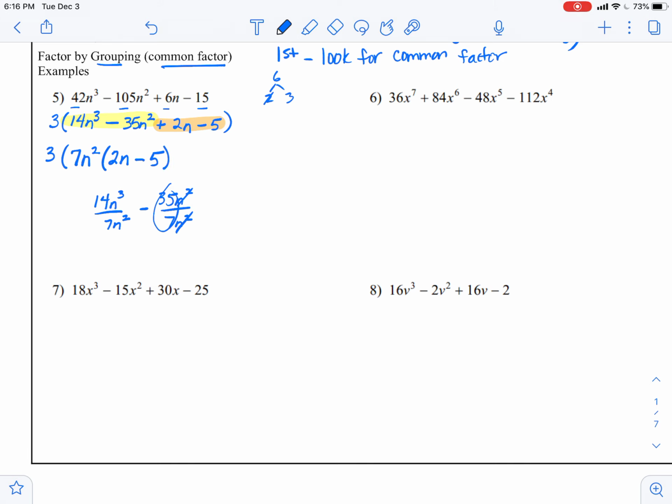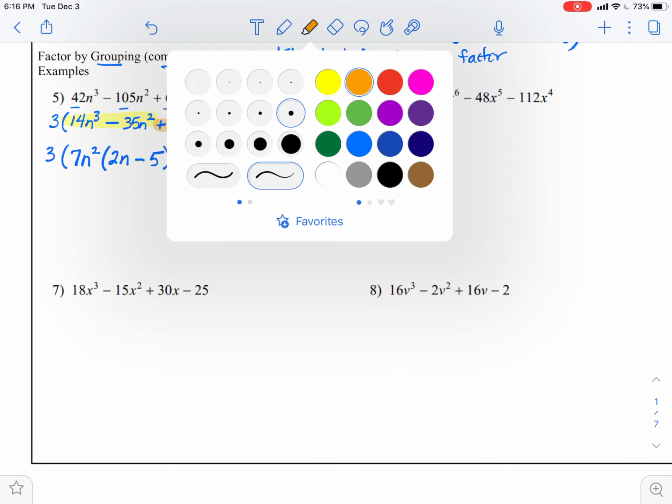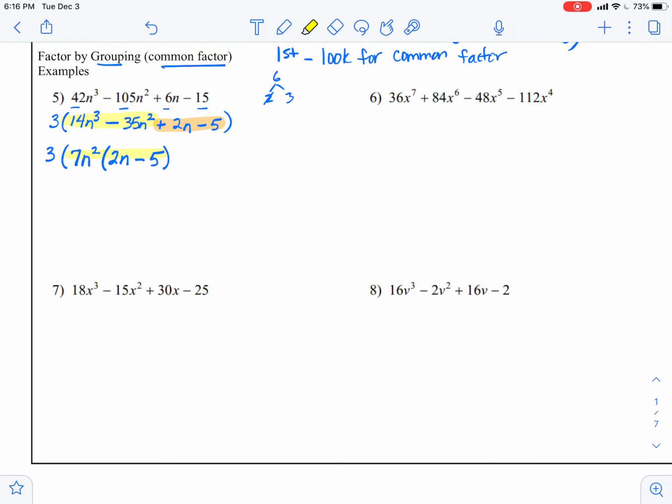Okay, so for right now, what I now have is that yellow piece and this yellow piece is the exact same. Okay, if I multiplied that back out, I would get what was up above. Okay, so my next one is look at 2 and 5, and what number does 2 and 5 have in common? And in that case, it is just 1.